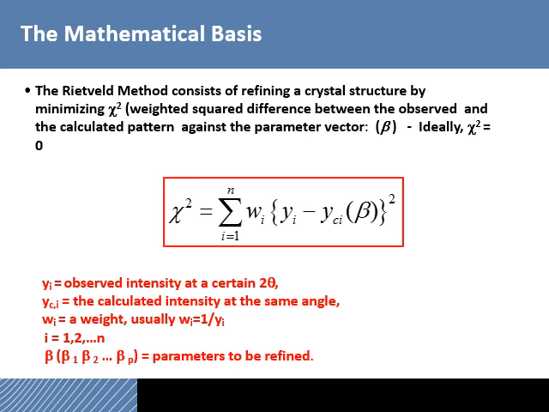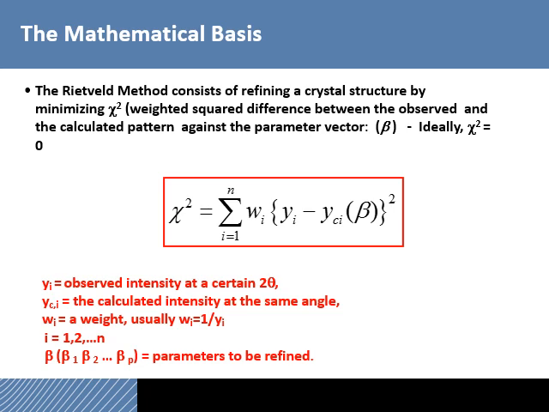So I guess the point of this slide is to actually discuss what is a Rietveld refinement. The Rietveld method consists of refining a crystal structure by minimizing the weighted least squares difference between the observed and calculated pattern against some parameter vector. Ultimately, there are probably 100 parameters you conceivably could refine. And this is sort of described by this chi-squared equation seen on the screen. And it's kind of self-explanatory.